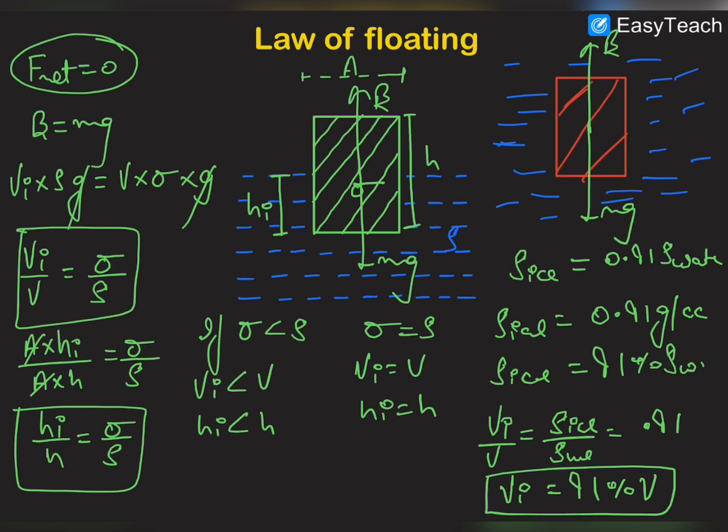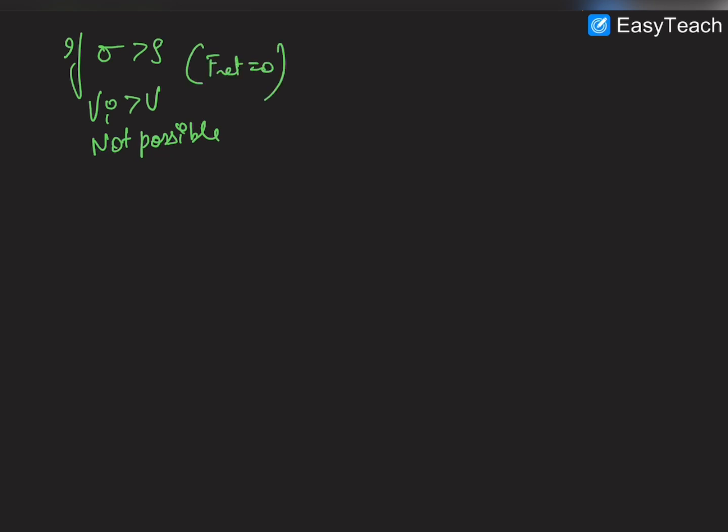Now let us also discuss the sinking condition. If sigma is greater than rho, then obviously Vi will be greater than V. But this is not possible, because in this case the net force will not be zero, and the net force will be acting in the downward direction on the block, because net force will be equal to mg minus buoyancy. In this case the block will sink down to the bottom.